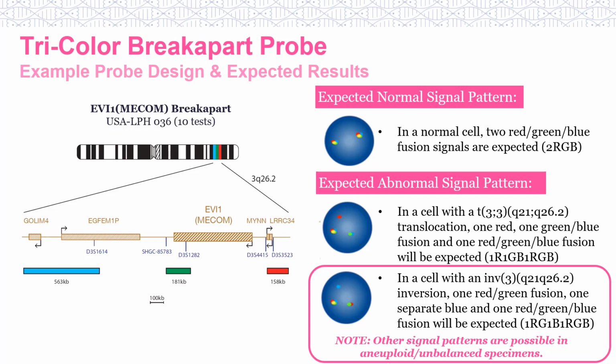Since MECOM has also been shown to be rearranged or translocated with other genes, including RUNX1 on chromosome 21 in therapy-related disease via the translocation t(3;21)(q26.2;q22), it is imperative that other signal patterns for aneuploids or unbalanced specimens have established cutoffs during the validation procedure. Overall, MECOM rearrangements are very heterogeneous and may be difficult to detect by conventional cytogenetics, which makes FISH a useful tool for their detection.